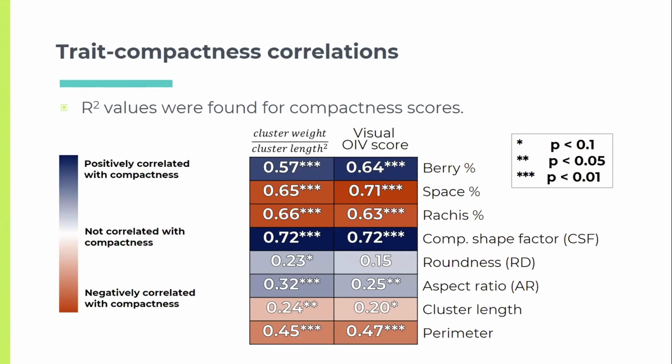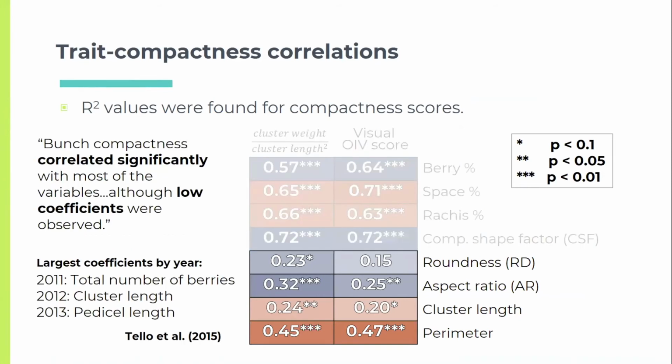Compactness shape factor looked pretty good as an index for measurement. Some correlated negatively. As space percentage goes up, compactness goes down, which makes sense, because if you have a cluster that's fairly loose, it won't be as compact. Several of these were not super helpful, with low correlation coefficients, which is what was found in the study that this method was based on.